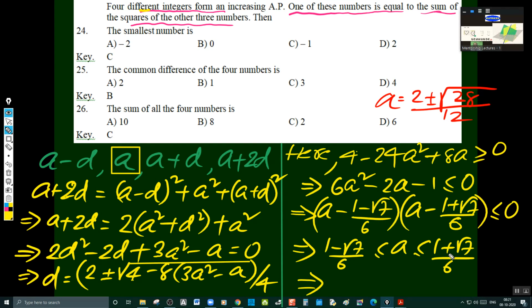Do you accept this or not? Every one of you, please. I repeat, this is the value lying between minus 1 and 0. This is the value lying between 0 and 1. And hence, what is the integer between these two? Respond please. It is 0.